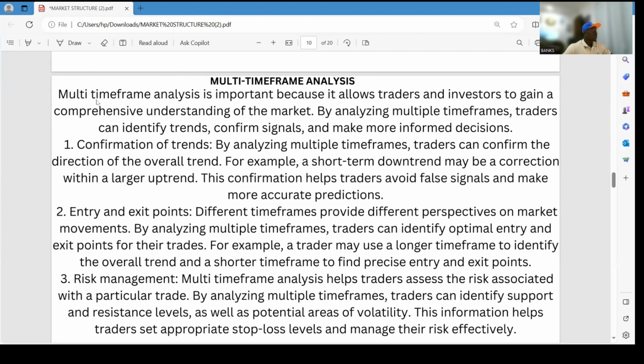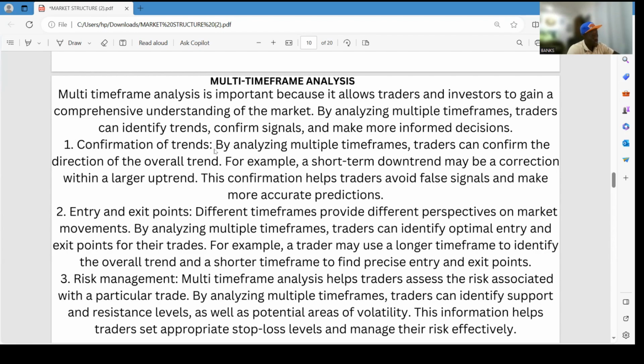So I'll just read through. Multi-time frame analysis is important because it allows traders and investors to gain a comprehensive understanding of the market. By analyzing multiple time frames, traders can identify trends, confirm signals, and make more informed trading decisions, as I was saying earlier on. So the first main reason why we use multi-time frame is confirmation of entry.